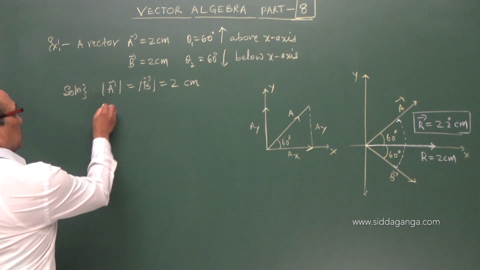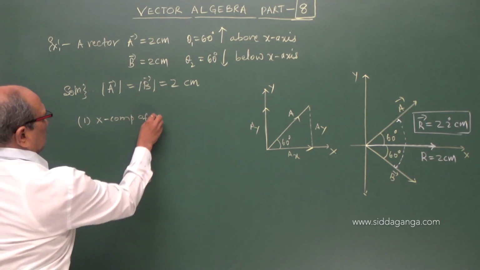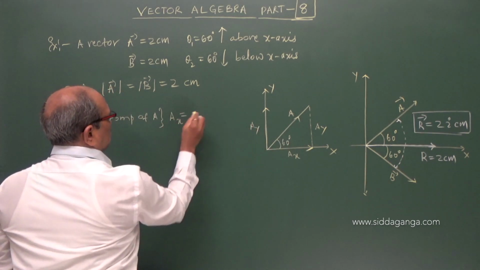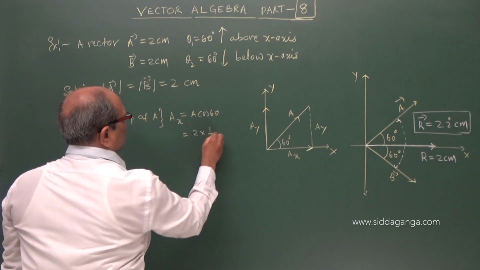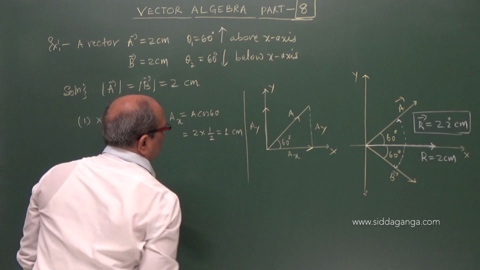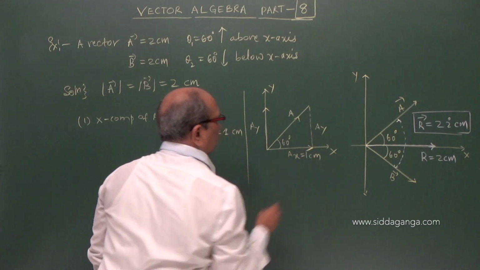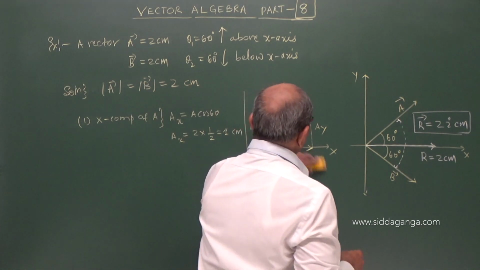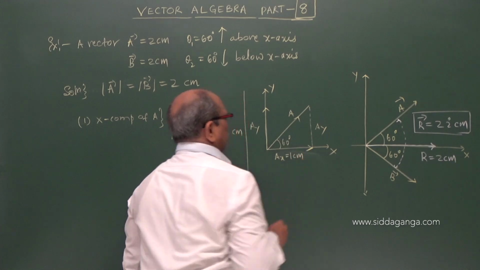So, what is the x component first? X component of A. Adjacent side by hypotenuse, Ax is equal to A cos 60. A is 2, cos 60 is half, equal to 1 centimeter. We got Ax magnitude equal to 1 centimeter.